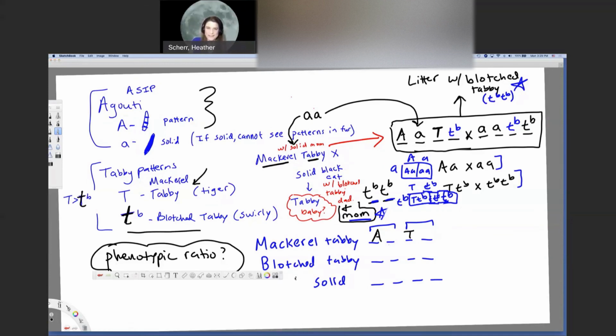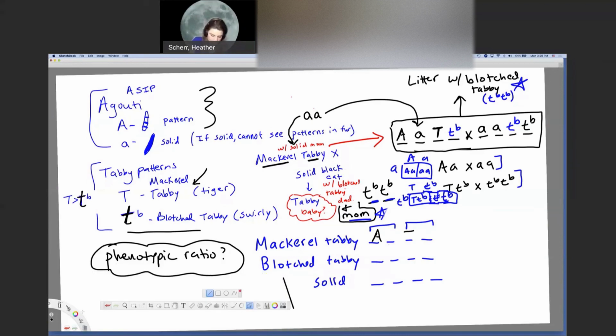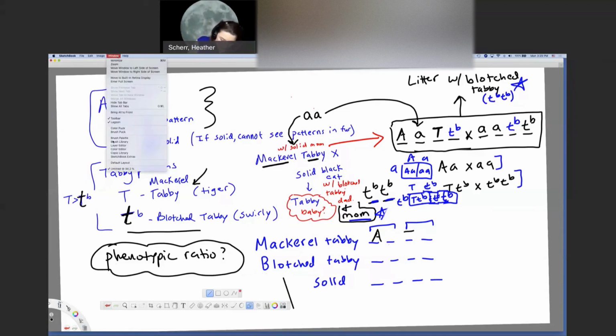Hey, Christina, you're back. How do you get to be a blotch tabby? A blotch tabby, you need 2 recessive T^b's. That's the T with a little b. Yes, and you can say little and big. Little and big is okay.